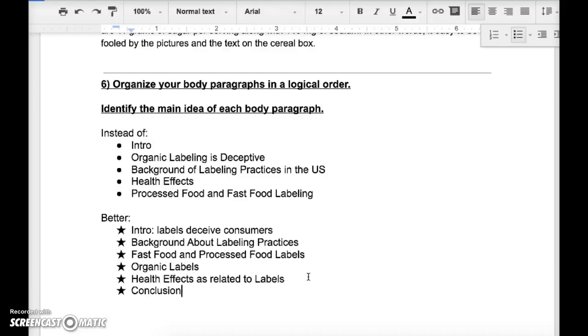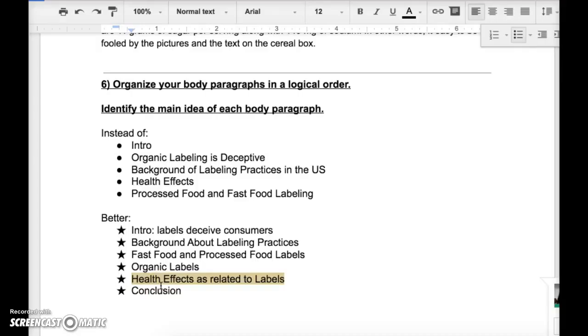So please go through your body paragraphs. Try to summarize each paragraph with one main idea, and make sure that all of the evidence connects to the idea. So if you're talking about health effects in a paragraph, please don't be talking about organic labels and background of labeling practices unless it relates to health effects. So everything in the body paragraph should relate to that main idea.